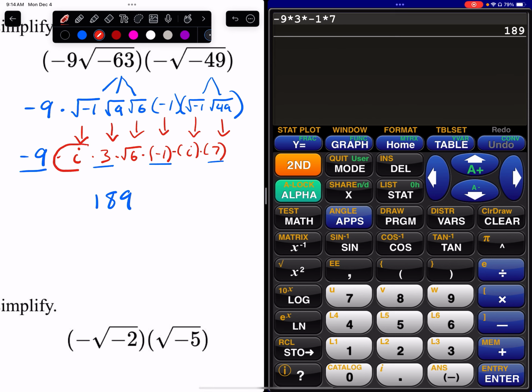And you're going to see what's left. Well, I've got an i left here. And then if I keep looking, I've got another i left here. So I'm left with an i squared. And the last thing that I have left is this square root of 6. Now, what's super, super important, what we understand here, is that anytime you see an i squared, this changes to a negative 1. So what do we get? We get negative 189 square root of 6.